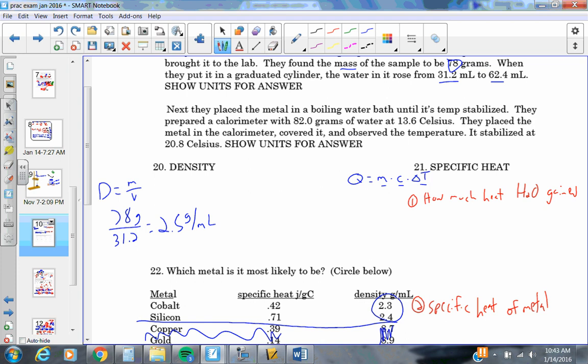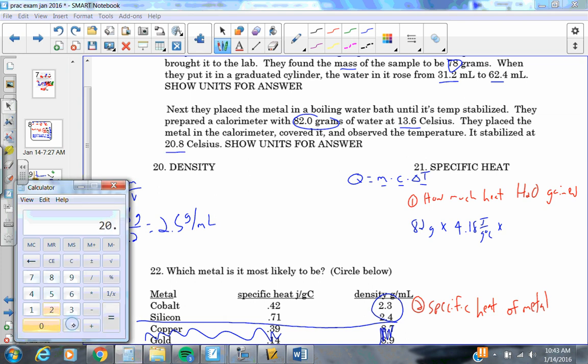So I find out how much water I had. I had 82 grams of water. It's liquid water, so its specific heat is 4.18 joules per gram degree Celsius. And the water changed from 13.6 to 20.8. 20.8 minus 13.6 equals 7.2 degrees Celsius. 82 times 4.18 times 7.2 equals 2468, I'm rounding. 2468 joules. That's how much the water gained.